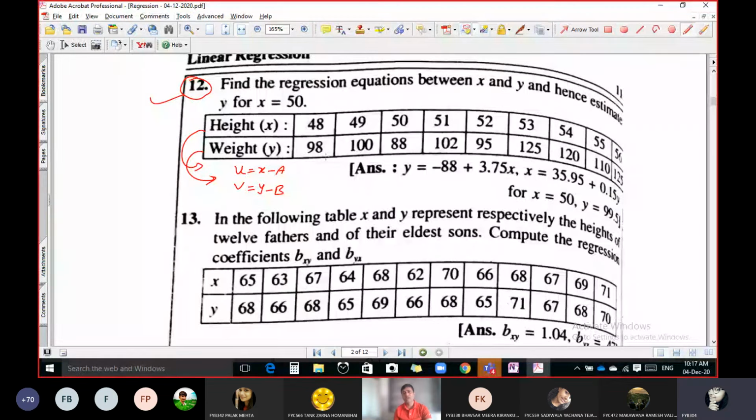Do you know which one is the better value for x? The middle value is the better one? Yes, you are absolutely right. All these values are in ascending order, and they follow one particular pattern. So it's better to subtract this middle value 52. Subtracting 52, what do we get here? Minus 4, minus 3, minus 2, minus 1, then 0, 1, 2, 3, and 4. So we get different values of u.